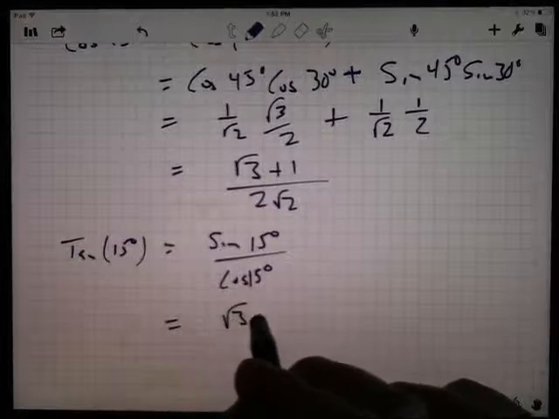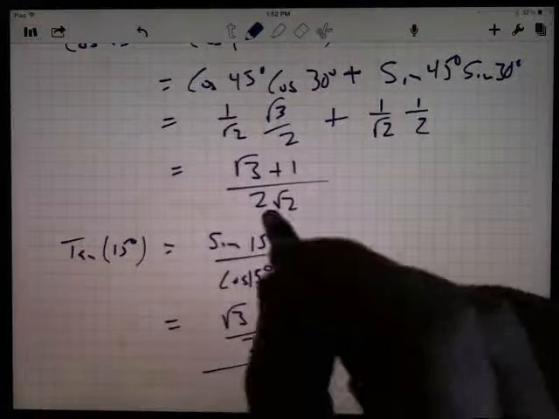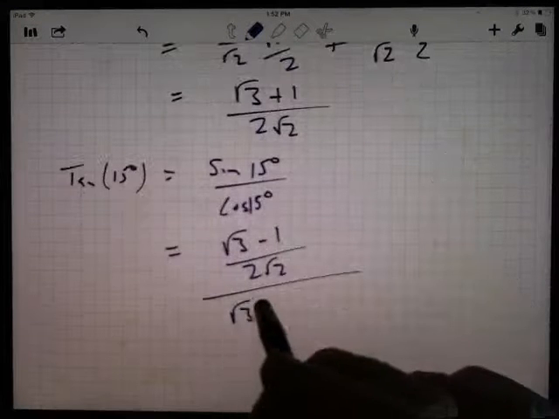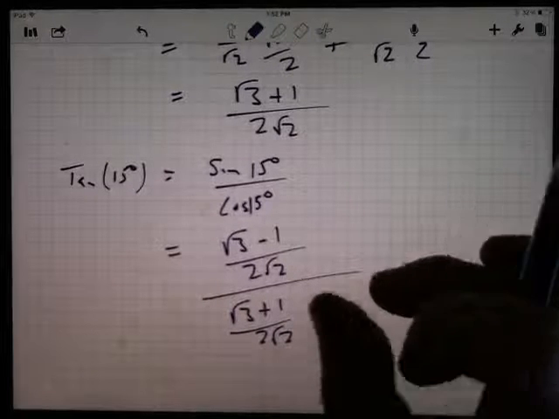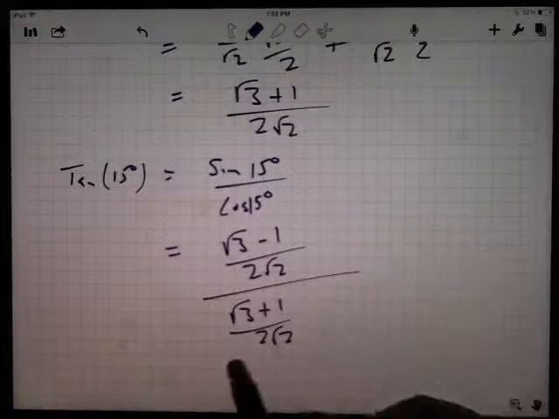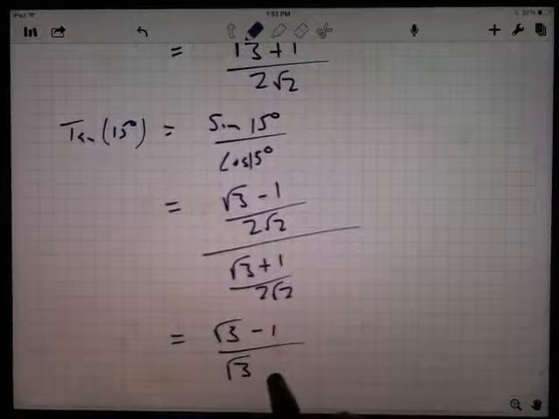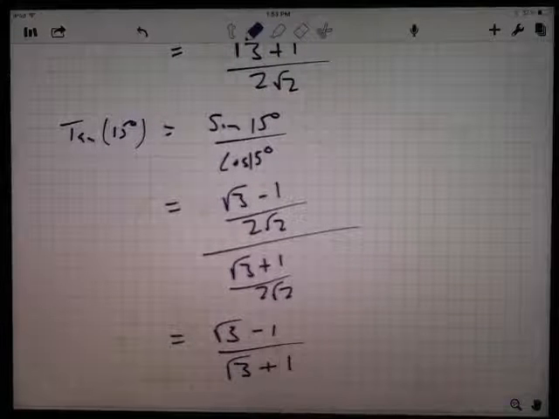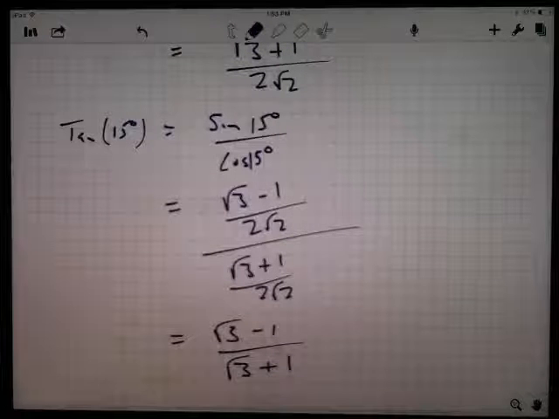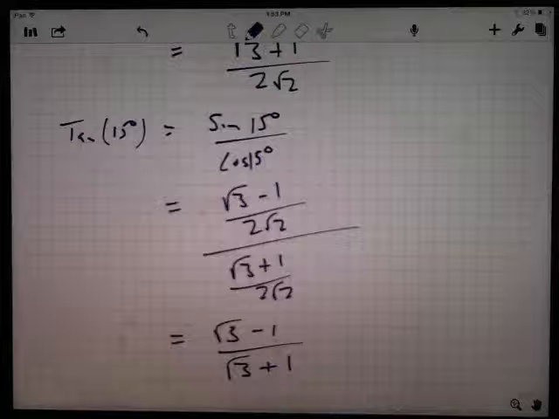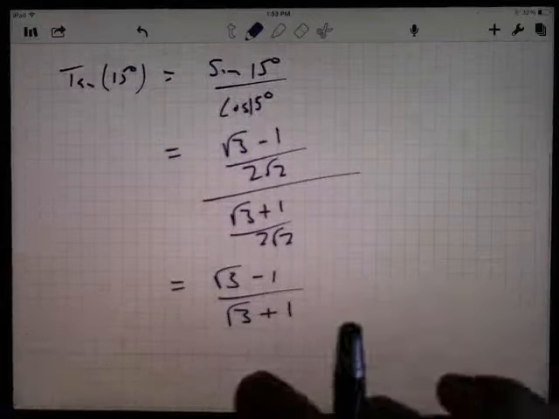I just calculated it as radical 3 minus 1 over 2 radical 2, and I'm going to divide by the cosine of 15 degrees, which is radical 3 plus 1 over 2 radical 2. And in order to do that, you invert the bottom fraction and multiply. The 2 radical 2's are going to cancel out, and you end up with radical 3 minus 1 over radical 3 plus 1. Now, in general, I'm not big on rationalizing denominators just because, but in some cases, rationalizing actually does make things simpler. In this case, it turns out it does.